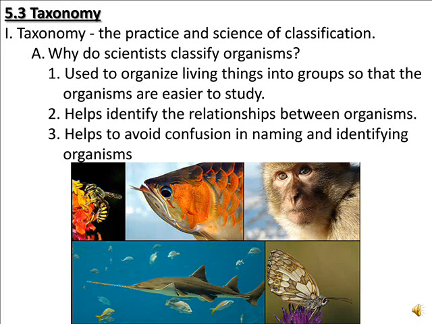In this lesson we are going to learn about taxonomy, which is the practice and science of classification. Why do scientists classify organisms? Well, there's three main reasons. One is to be able to organize living things into groups so the organisms are easier to study. Secondly, it helps to identify relationships, in particular evolutionary relationships between organisms. It also helps to avoid confusion in naming and identifying organisms.